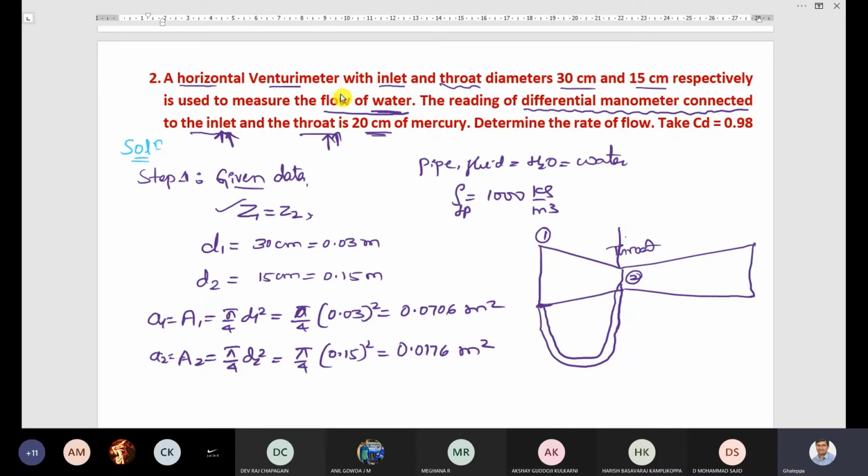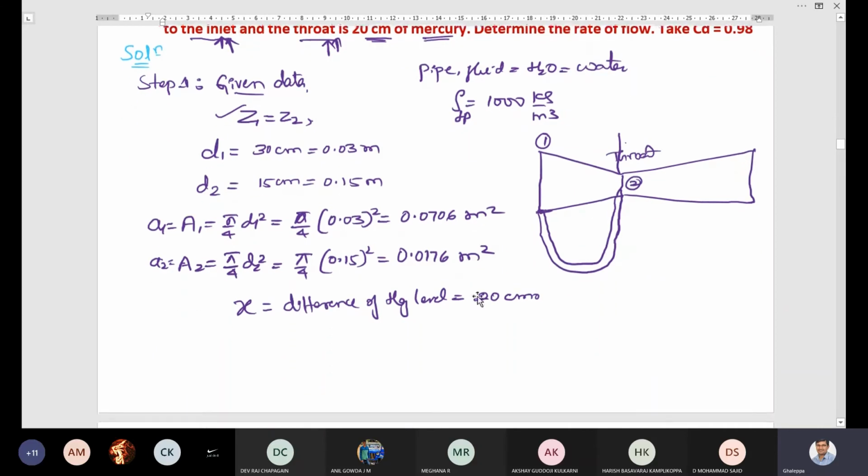When you take a differential manometer, how much has he given? 20 centimeter of mercury. So this is the X value he has given. X represents the difference of mercury level in the manometer. I will write it clearly here, difference of mercury level in manometer. How much has he given? 20 centimeter. This is directly the X value. It is not pressure, keep in mind, it is only a difference. So using this 20 centimeter value, you will calculate H. That we'll discuss in the next step.